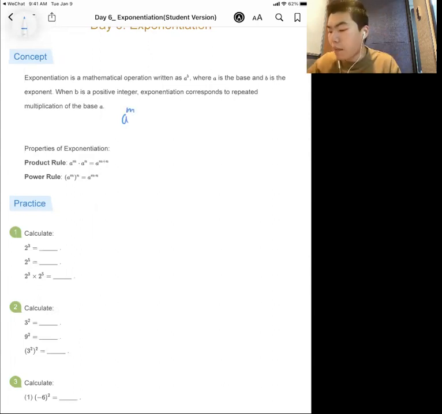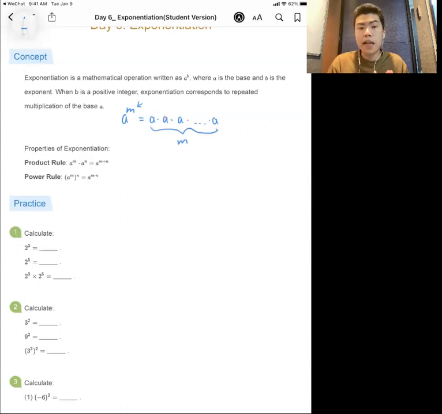So basically that means we have some a's and we multiply them. We are multiplying these numbers again and again. So how many a's do we have? According to the exponent, we have n of a's multiplying together. And based on this definition, we have some properties of the exponent.